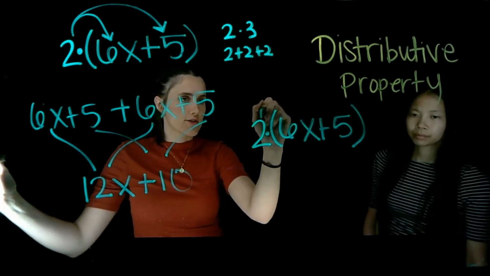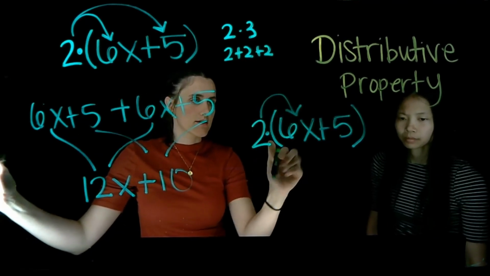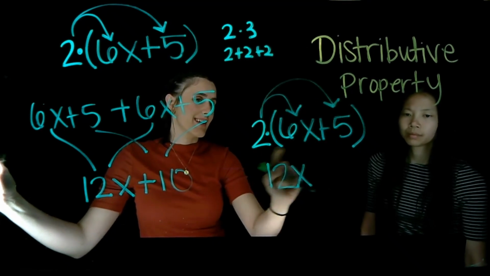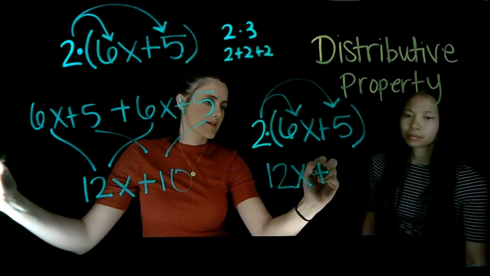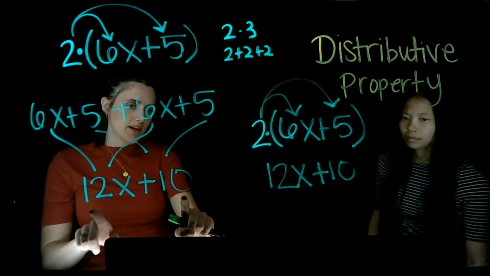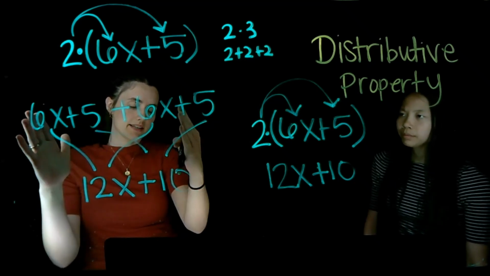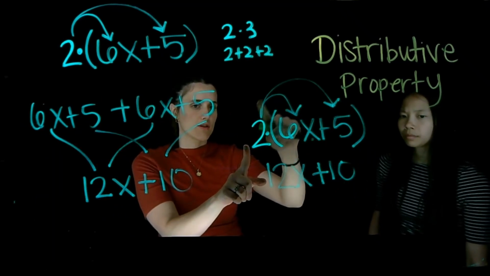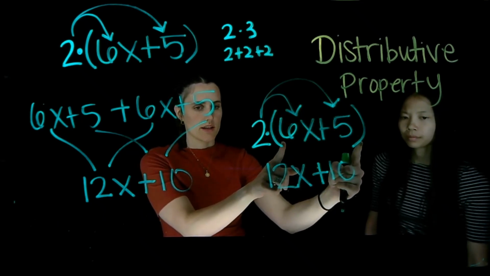Okay? I'm going to say 2 times 6x. 2 times 6 is 12, and then I get 12x. And then 2 times 5. 2 times 5 is 10, and this is a positive 5, so it's going to be plus 10. So we can see that we get the same answer over here if we rewrite it into repeated addition. We get 12x plus 10. Same way if we distribute this 2 into this quantity here, 12x plus 10.